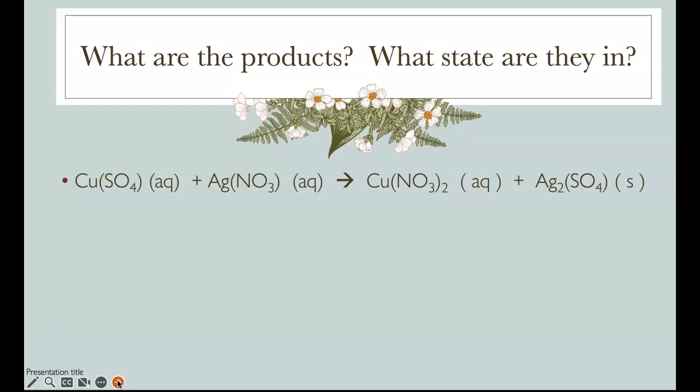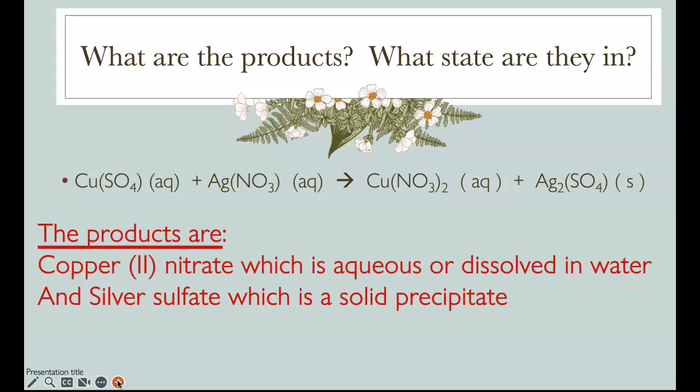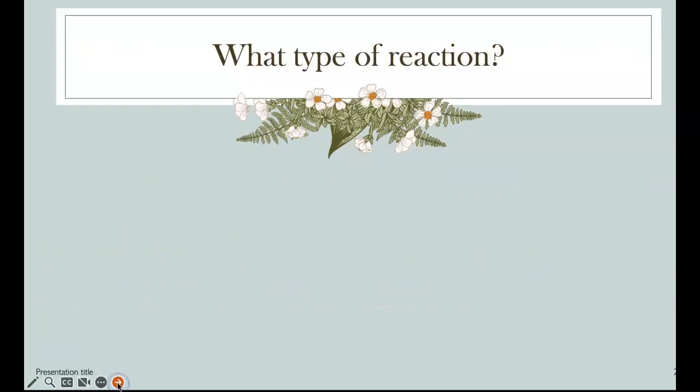All right, so a question that you may see on the test is, what are the products and what state are they in? So take a moment, look at that. Hopefully you were thinking that the products are copper nitrate, copper 2 nitrate, which is aqueous or dissolved in water, and silver sulfate, which is a solid precipitate. And you'd be surprised how many people get something incorrect like that.